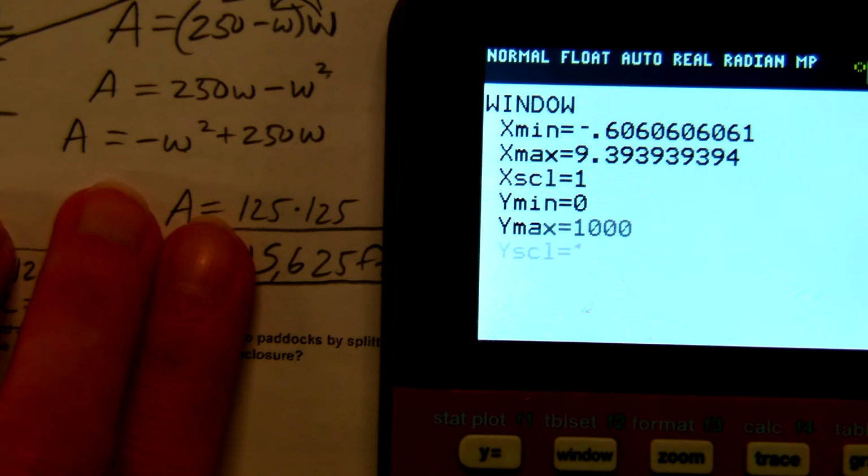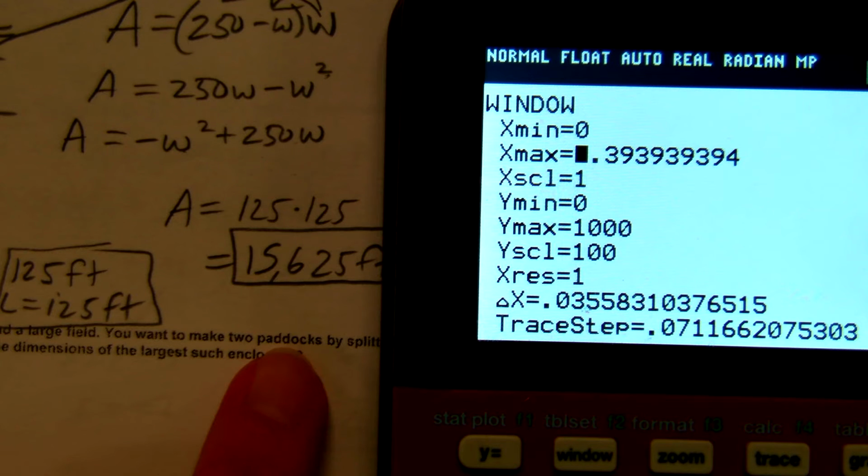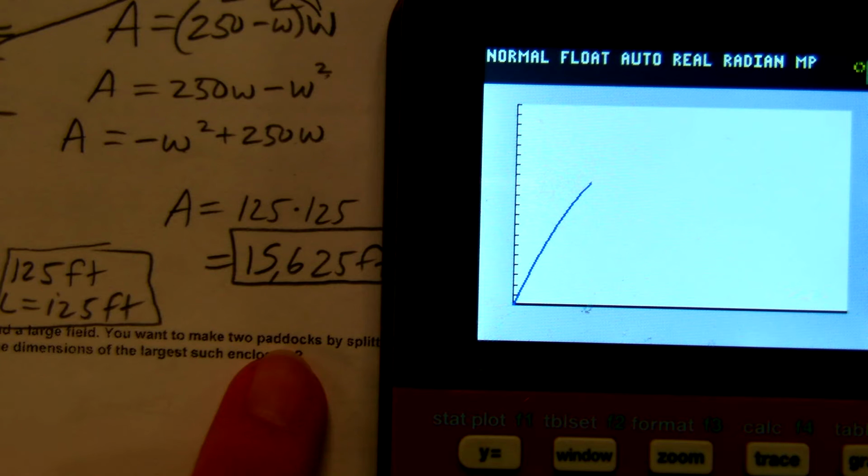So let me change my window really quick. So I don't need any negatives. Let's make this a whole lot bigger. Let's make it 300. Just go from 0. Oh, but this number needs to be bigger. Let's make it 20,000. And I'll make this go by thousands. You don't have to change this. It's just where it's going to put the tick marks. But anyway, we get it on a window where it'll show up.